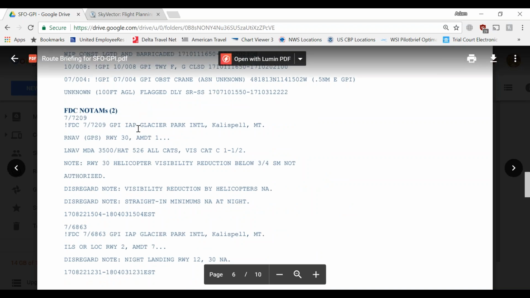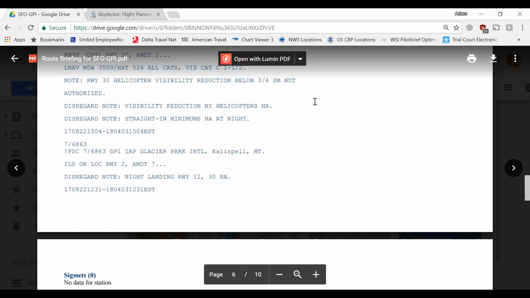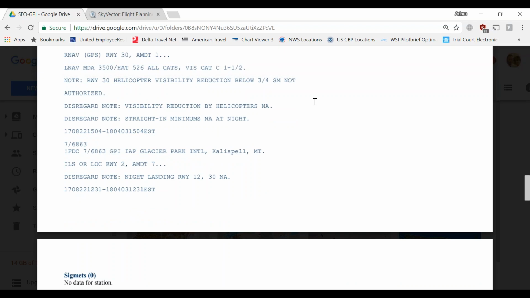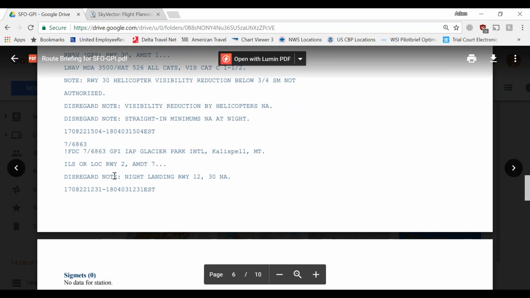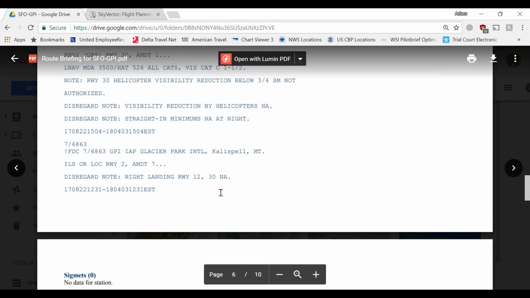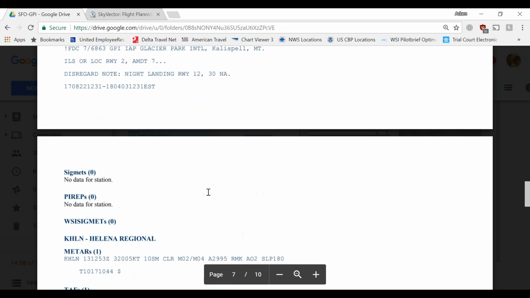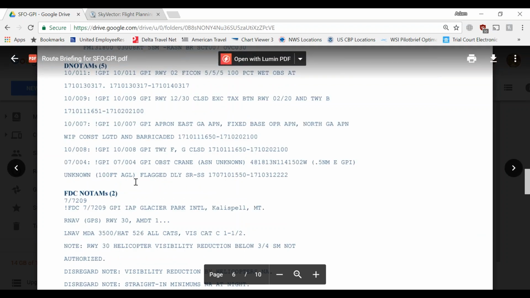Is this first one anything we care about? RNAV. RNAV, okay. Next one. Yes, it's ILS and LOC runway 2. Night planning. It's really just telling us to disregard that note. So it's not actually restricting anything, it's just telling us to disregard that. Okay, that's easy, disregarded. That's it for FTC NOTAMs. Okay, so we know that that's good.